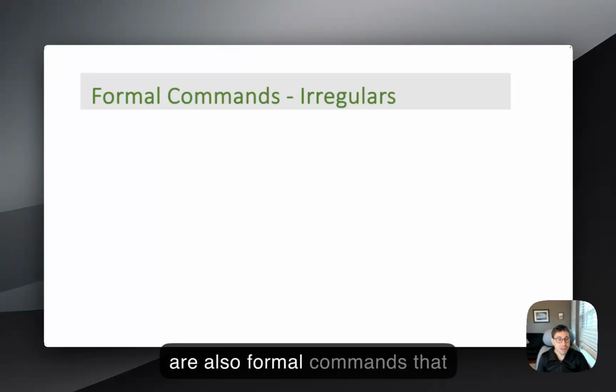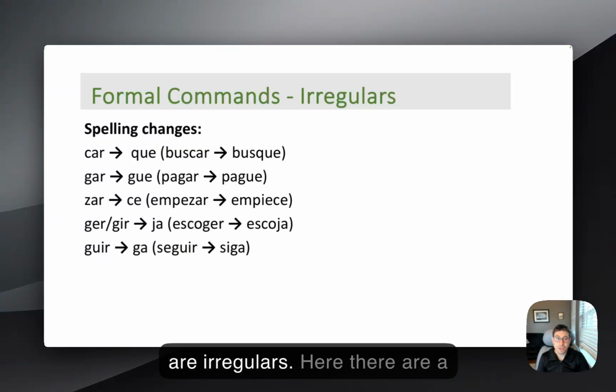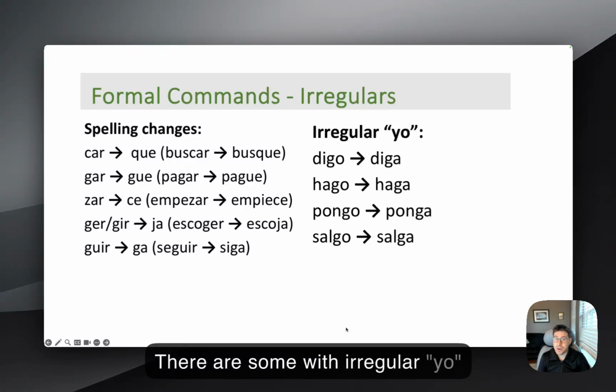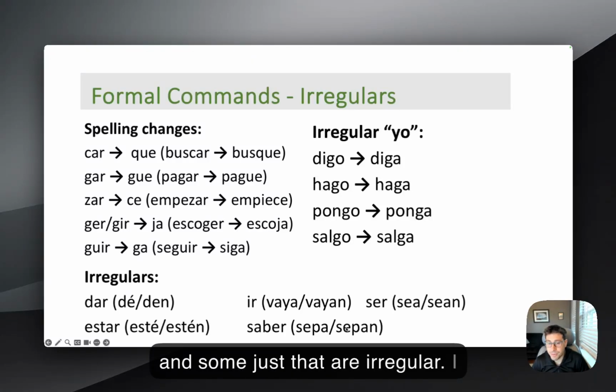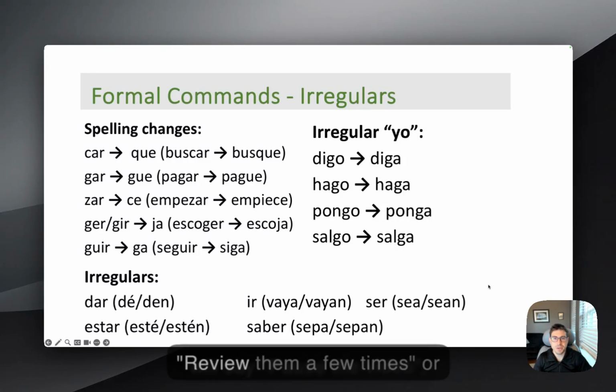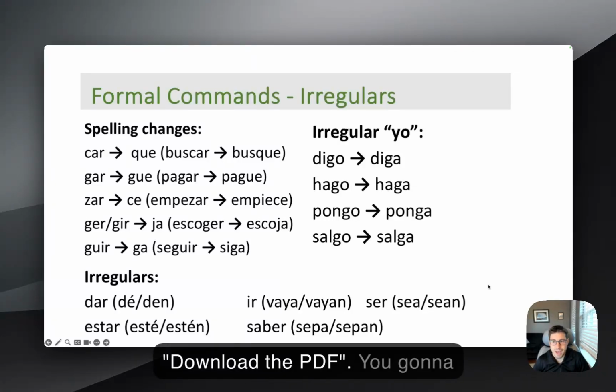There are also formal commands that are irregular. Here there are a few with spelling changes. There are some with irregular yo forms and some that are just irregular. I will say pause the video, review them a few times, or download the PDF. You're going to have to practice those.